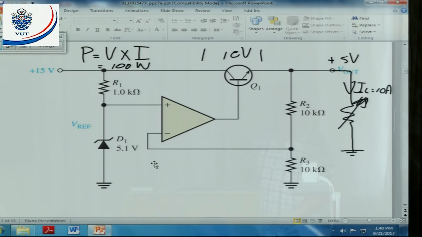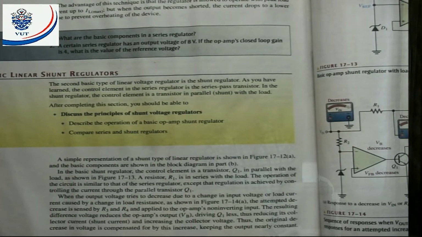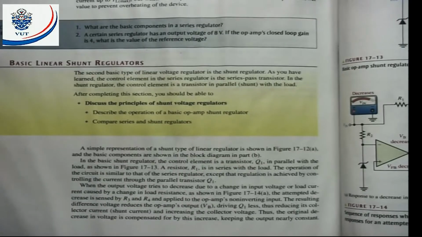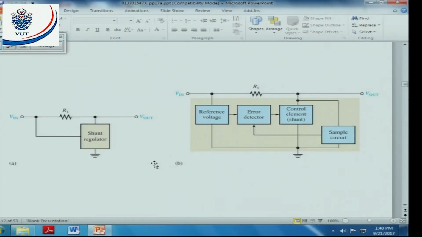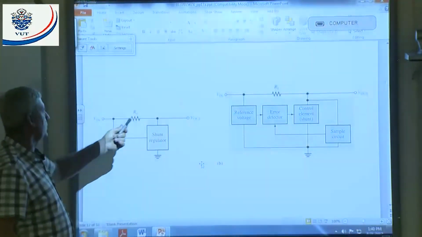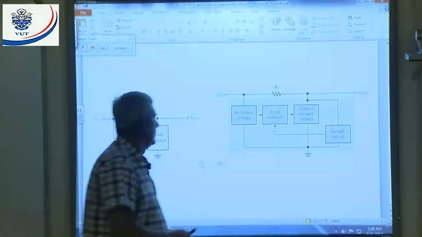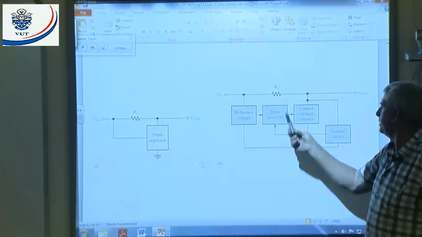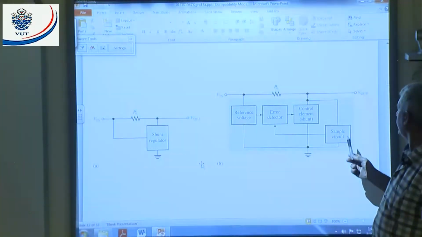All right, we're only going to do the shunt regulator, then we'll be finished for today. 17.3. A basic shunt regulator. There's a regulator. We need a resistor inside the circuit to basically create a volt drop if there's current flow. Again, what do we have? A reference voltage, an error detector, a control element, and a sampling circuit.